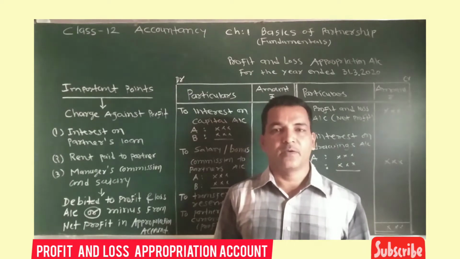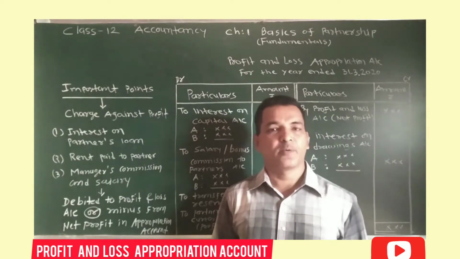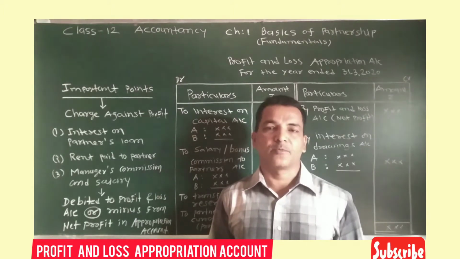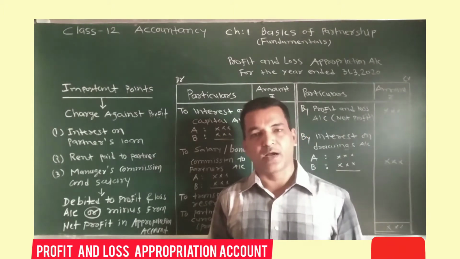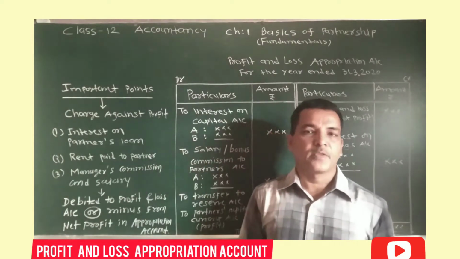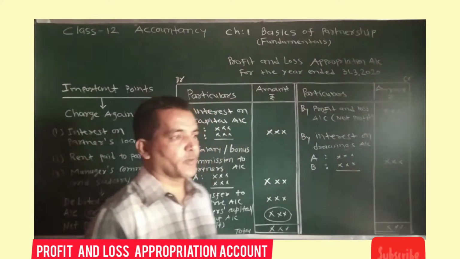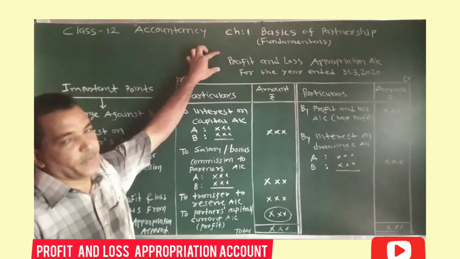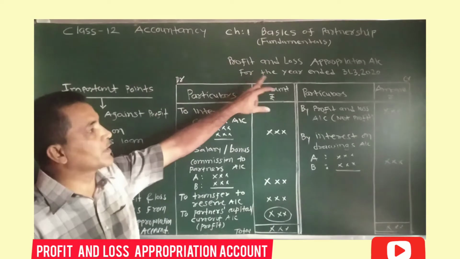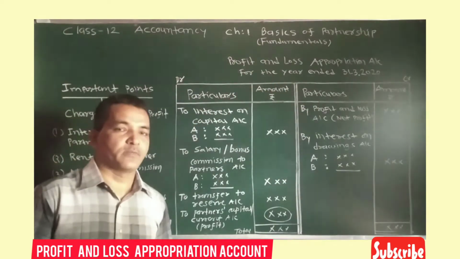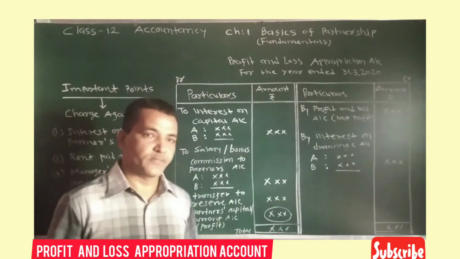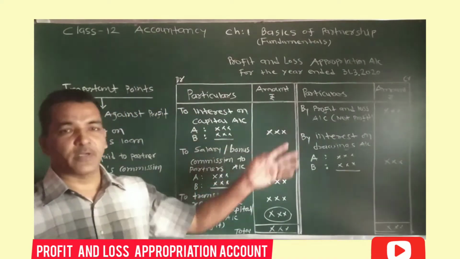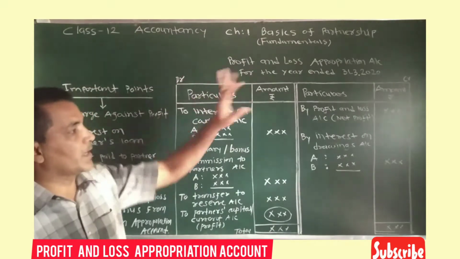So in today's lecture, we will learn how to prepare profit and loss appropriation account and what care should be taken while preparing this account. So here on board, you can see the profit and loss appropriation account is given. At the top, you have to write profit and loss appropriation account for the year ended 31st March, whatever is the year that you have to write. Then you have to prepare columns like this: particular, amount rupees, debit, credit.